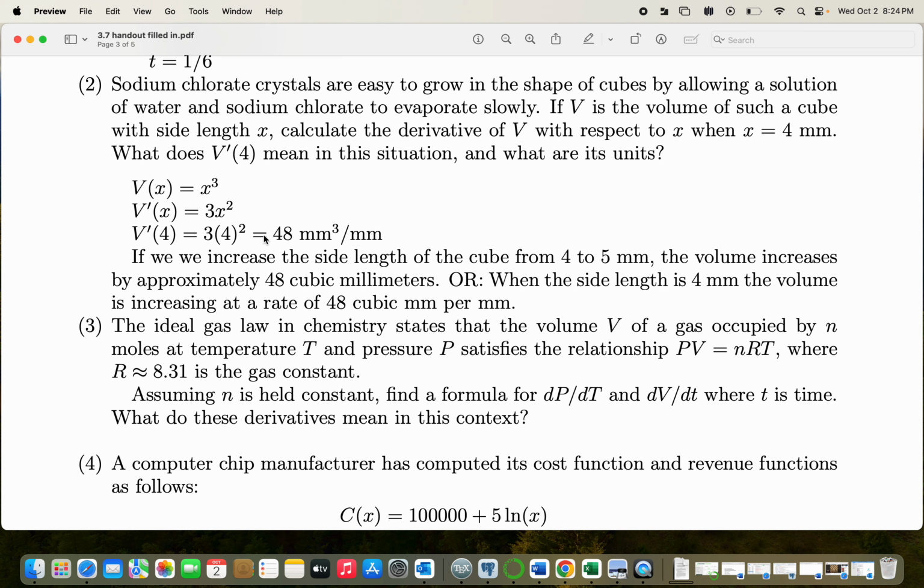So if you wanted to interpret this number, you would say, well, if we increase, not we, we're not speaking French, just one we, sorry. If we increase the side length of the cube from 4 to 5, so if we're at 4 in side length, what if we increased up to 5? The volume would increase by about 48 cubic millimeters, or you could say this. When the side length is 4 millimeters, the volume is growing at this rate, 48 cubic millimeters per millimeter.